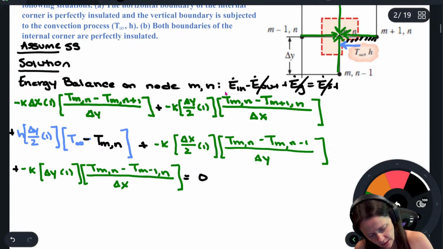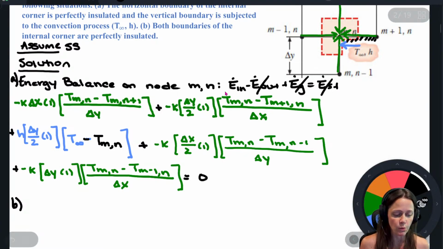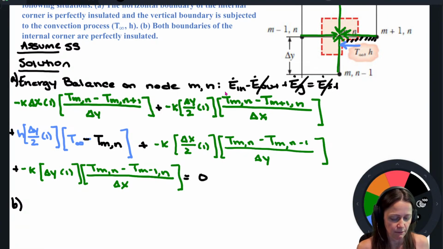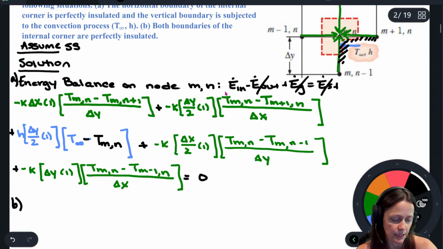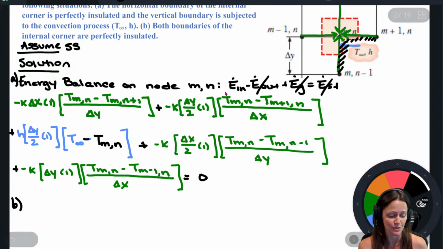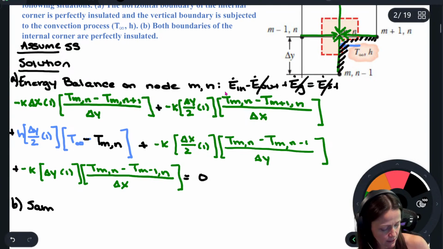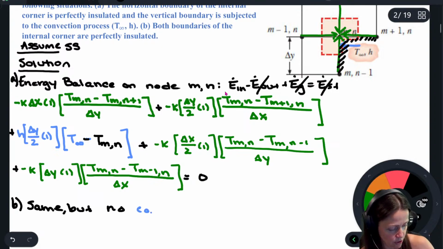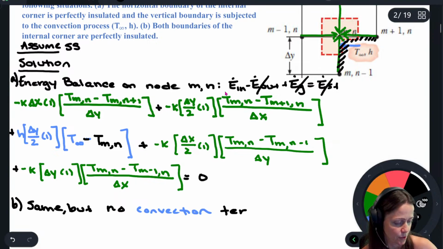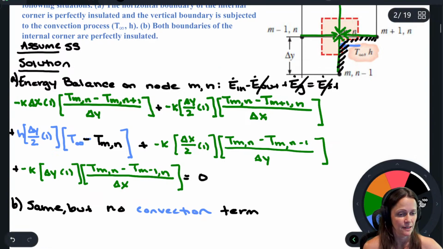So that's A. For part B, it says, what would your balance be if both these were insulated? Well, if both of those surfaces were insulated, it'd be the exact same thing, just wouldn't have any convection. So same, but there would be no convection term. Easy peasy. So copy, paste, no convection.